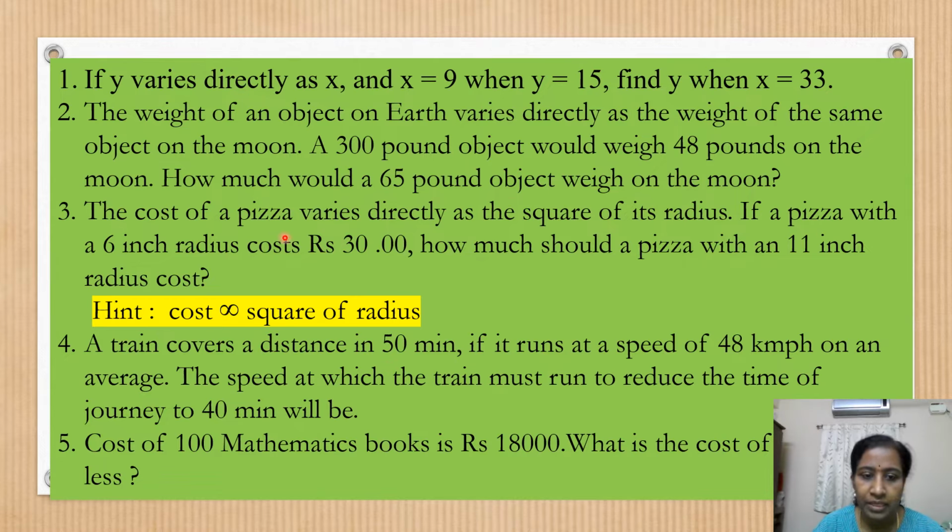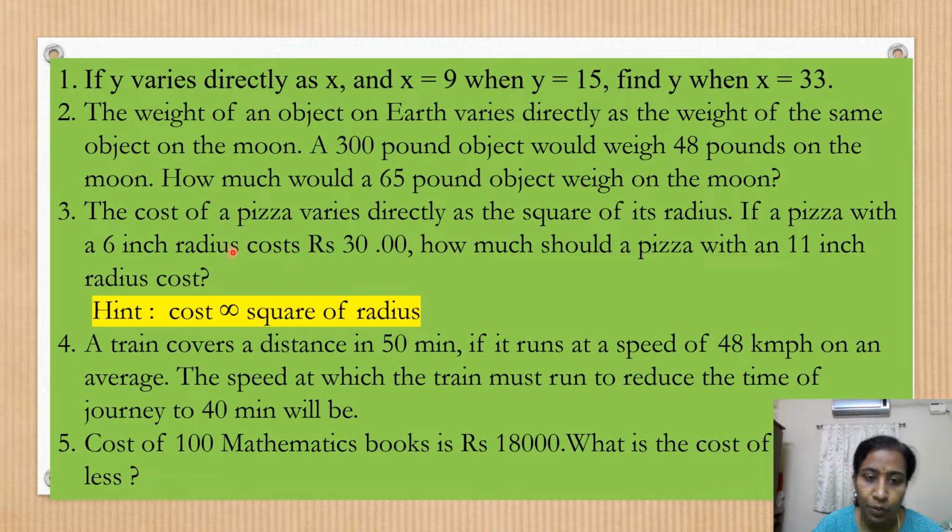The cost of pizza varies directly as the square of its radius. If the pizza of radius 6 inch costs rupees 30, how much should a pizza with 11-inch radius cost? Now what you have to note down in this is the cost of pizza varies directly as the square of its radius.